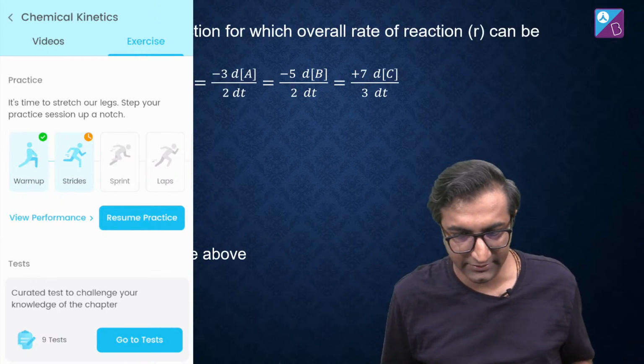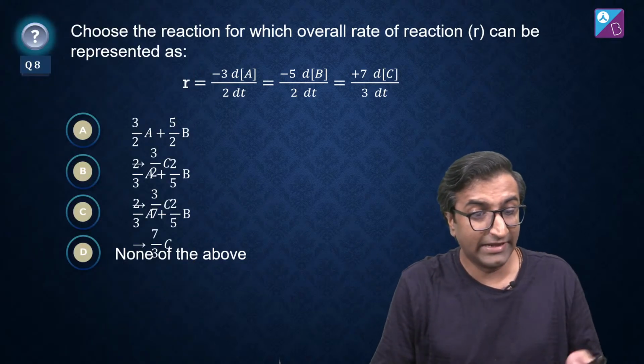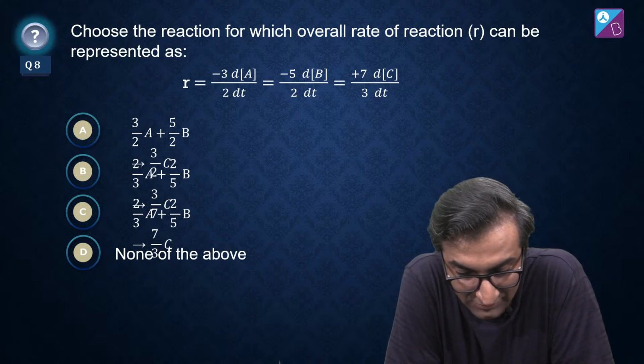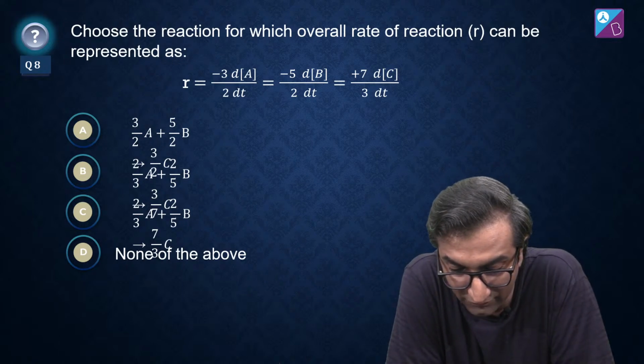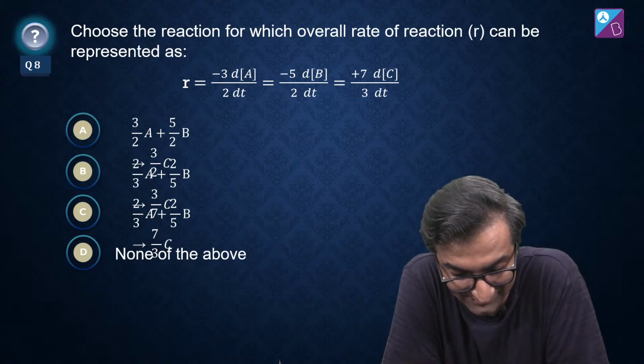All right. Hold on. Let's do this question. Organic reactions, intermediates. Yeah, बिल्कुल सही बोला आपने. Choose a reaction for which the overall rate of reaction R can be represented like this. This is a nice question.